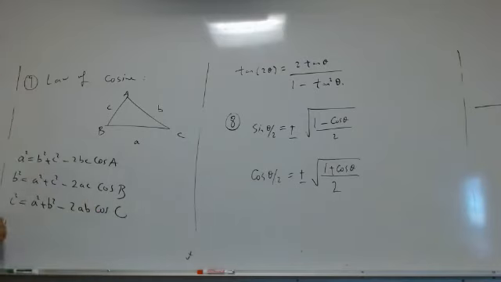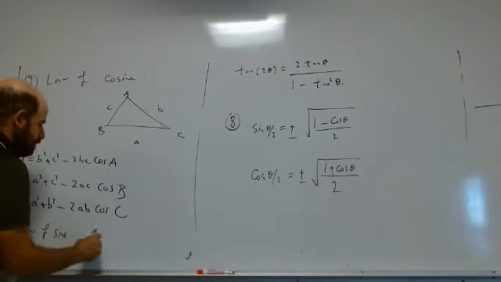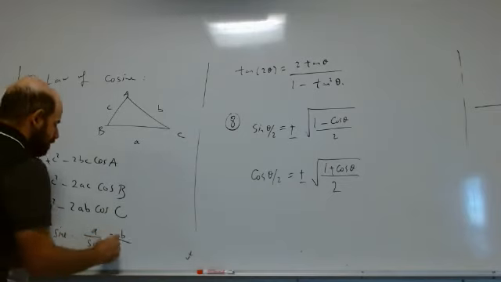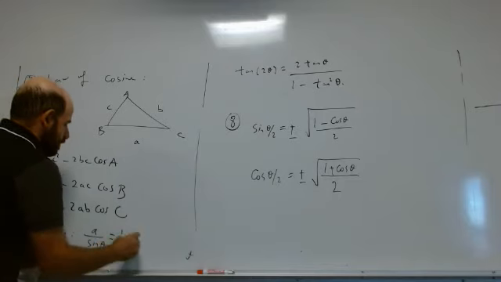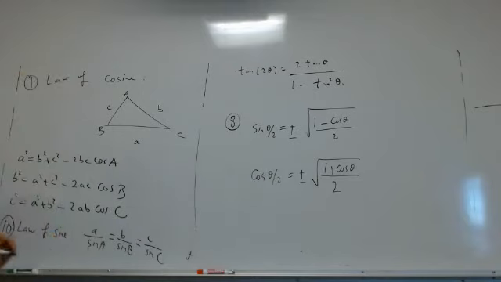And law of sine. You know that A over sine A is equal to B over sine B is equal to C over sine C. This is law of sine.